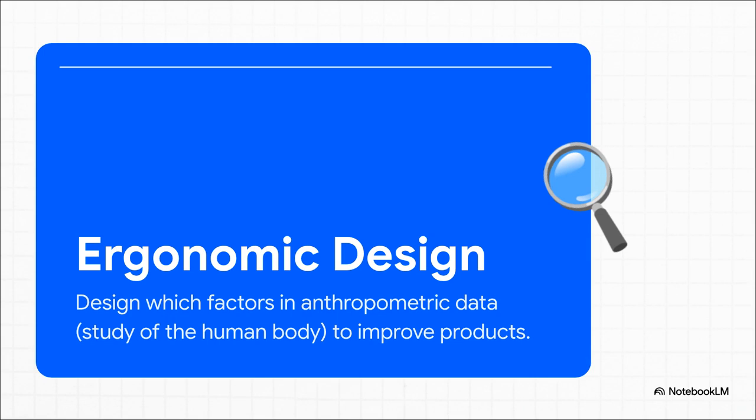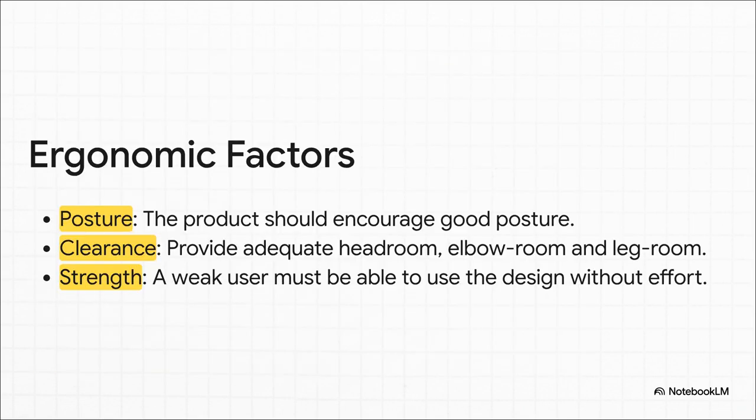And for an office chair that you're going to be sitting in for hours on end, this stuff is absolutely crucial. So what does that mean in practice? Well, it means the designers are asking some very specific questions. Does the chair promote good posture? Is there enough clearance for your legs to fit comfortably? And are the controls easy for literally anyone to operate regardless of their physical strength? These are the absolute core questions that ergonomic design has to answer.